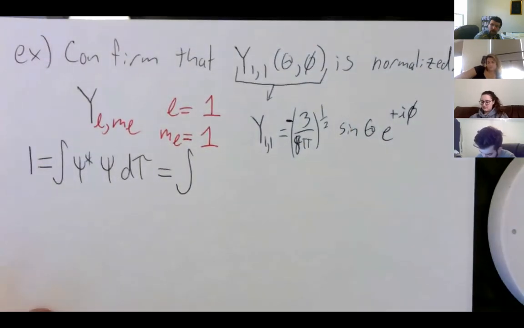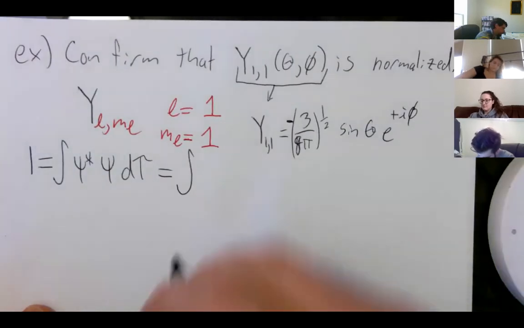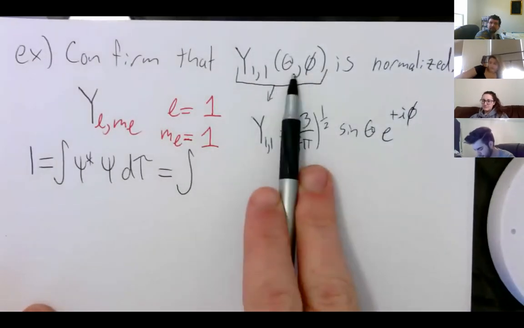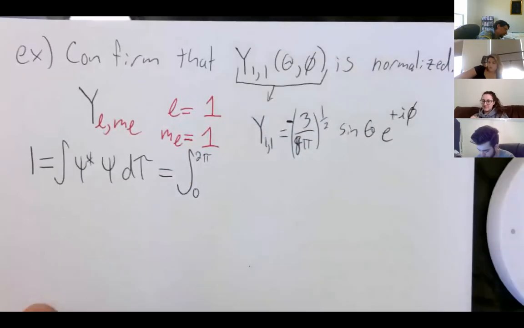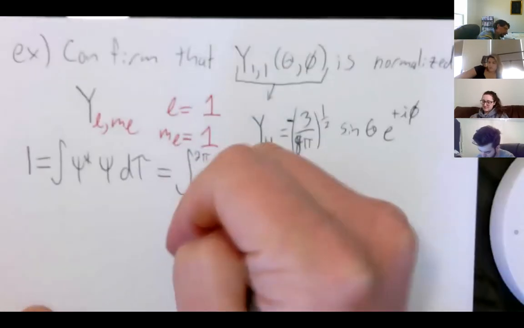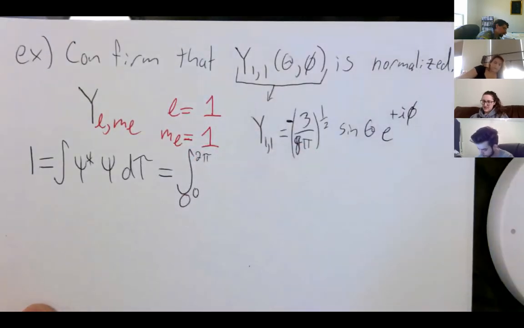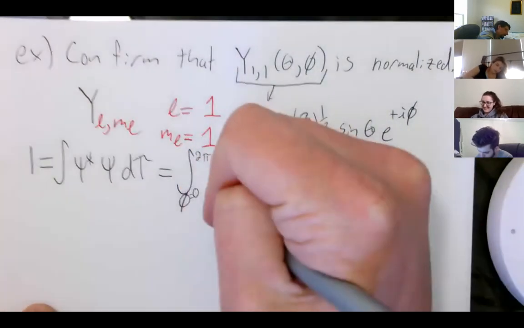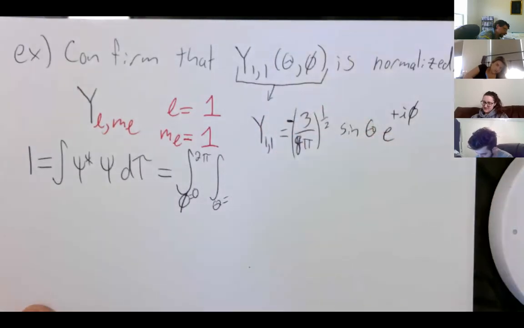So what are our integration limits in this case? Or what's our function depend on? Is it 0 to 2 pi? Yep, we got 0 to 2 pi. And what's that for? Theta or phi? That would be phi. Yep. And then we got the other one, right? And what does theta go to? 0 to pi. Yep.